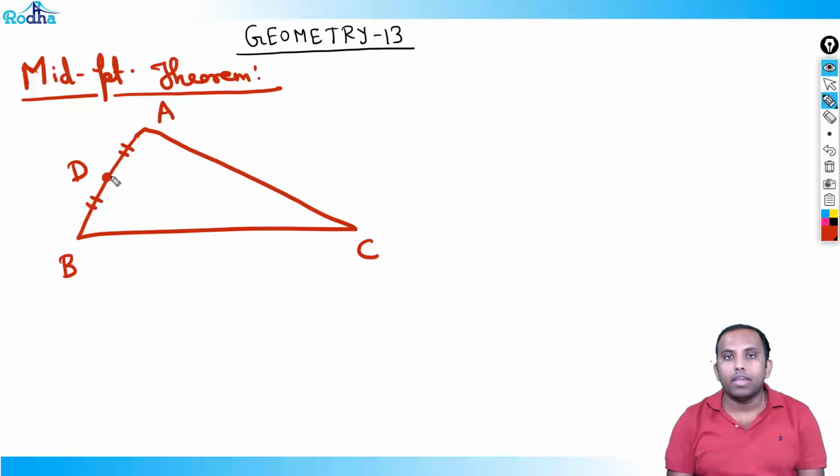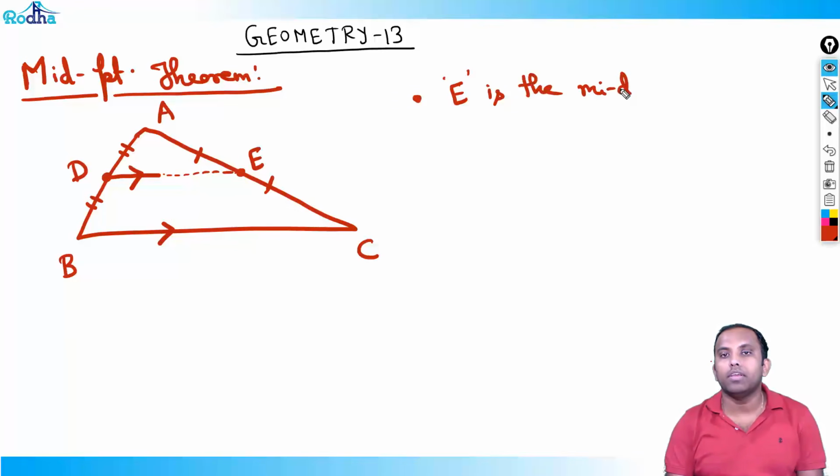So from D, if I draw a line parallel to the third side, this is the line I'm drawing, parallel to BC, it will go and meet AC at the midpoint only. So the first point of the midpoint theorem is what? E is the midpoint of the side AC.